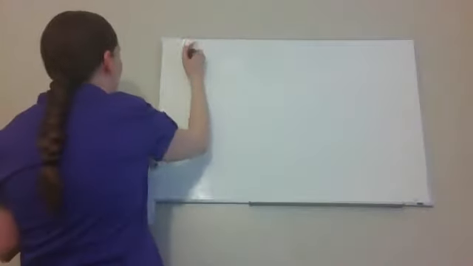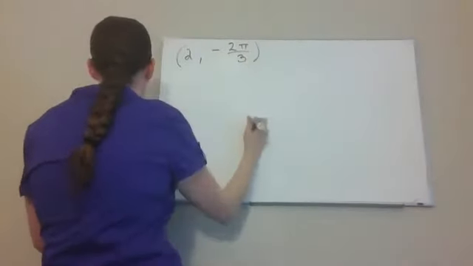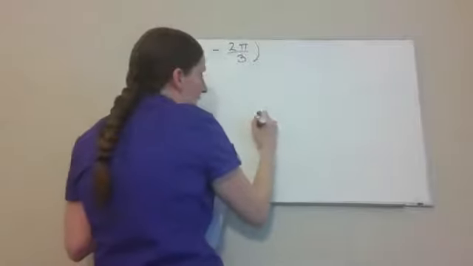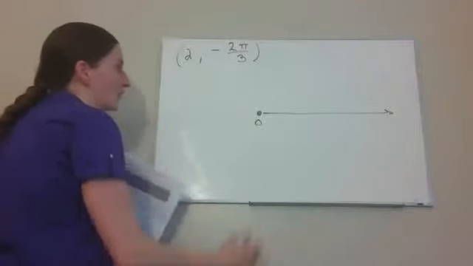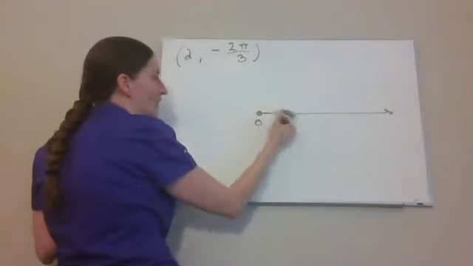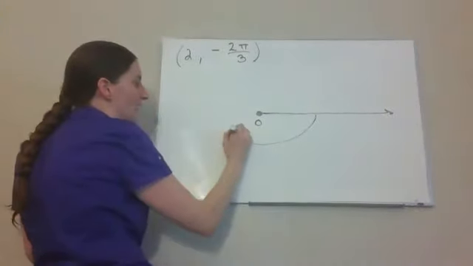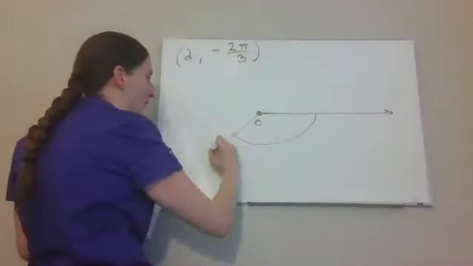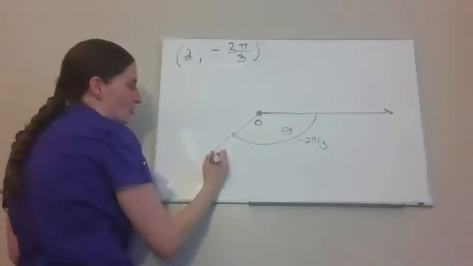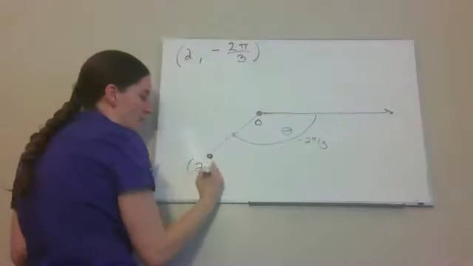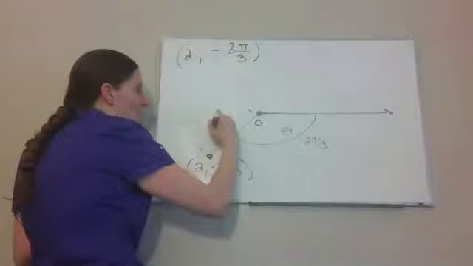Okay, now let's try to graph 2, negative 2 pi over 3. So again, start by drawing your pole and your polar axis. Negative 2 pi over 3, well, the negative means that I'm going around clockwise. 2 pi over 3 means I'm going 2/3 of the way to pi. So that's somewhere around there. There's my theta. And then my distance of 2 would give me my point. If this distance here is 2.